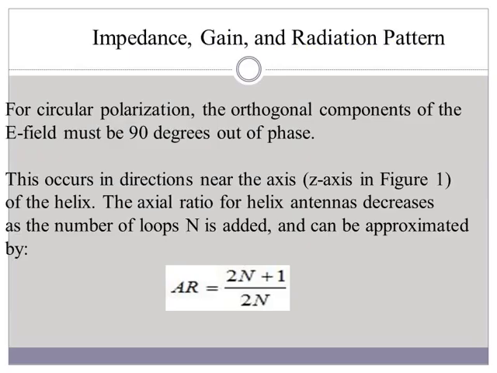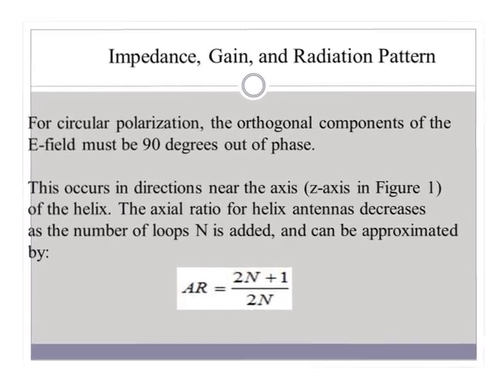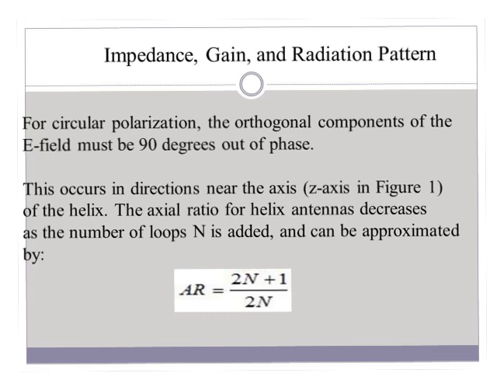One more thing we need to discuss with respect to the helical antenna is the formula for the axial ratio. The axial ratio is given by 2N plus 1 divided by 2N, where capital N represents the number of loops. This is about the helical antenna: how it looks, what its dimensions are, how we characterize its parameters, and what the radiation patterns are for different modes of operation.